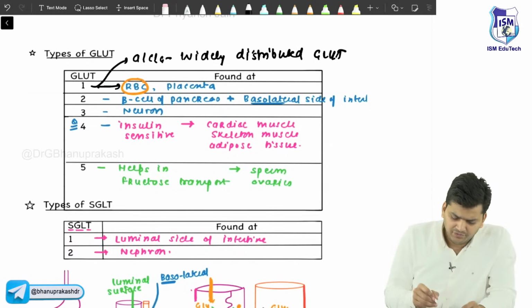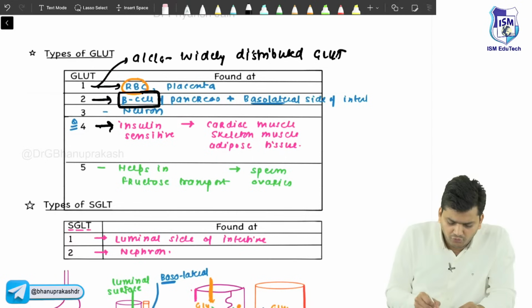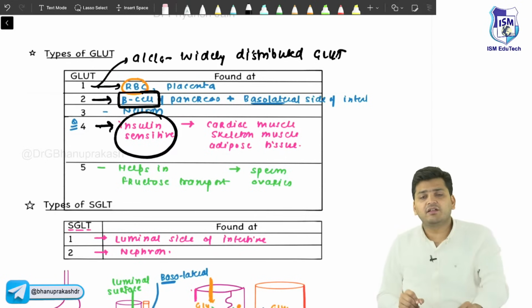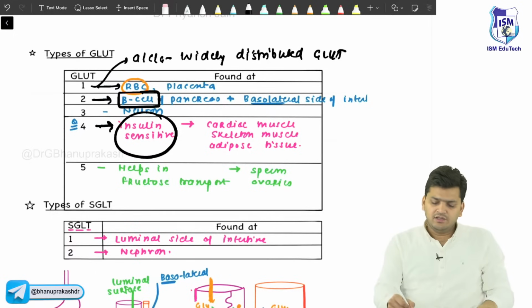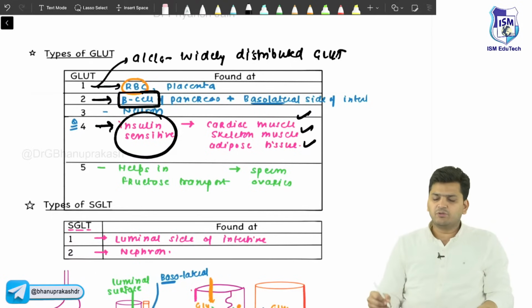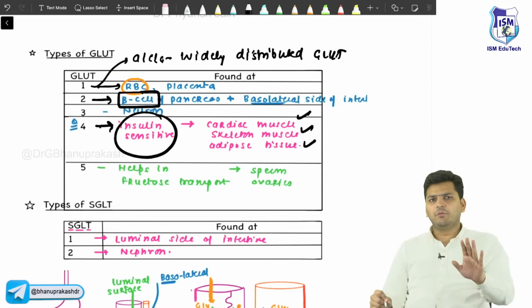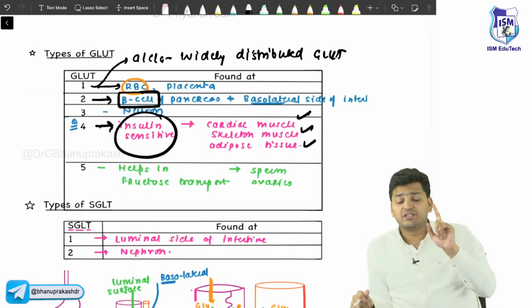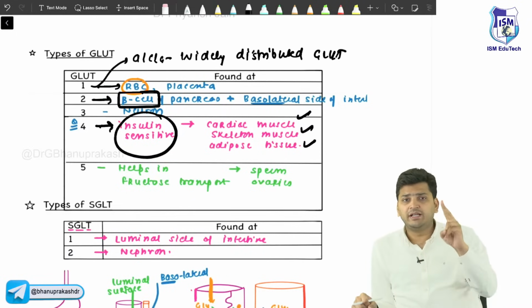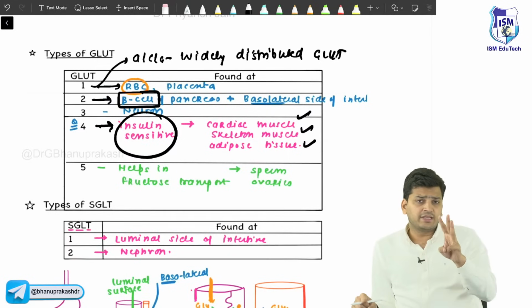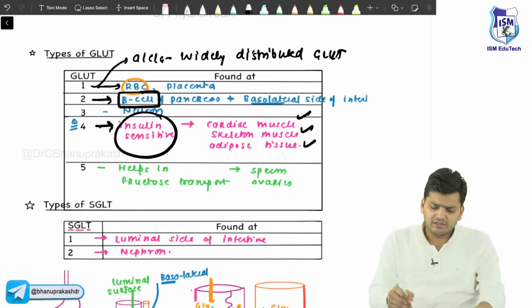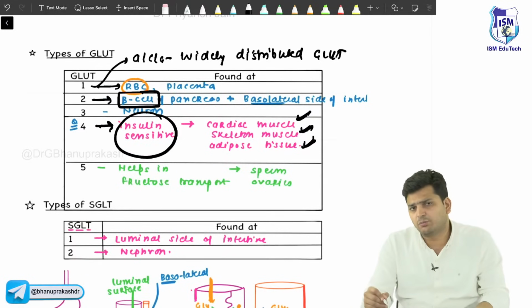Right? Very good. GLUT2 is found in the beta cells of the pancreas. GLUT3 is not important. GLUT4 is insulin sensitive. It is found at three places: cardiac muscle, skeletal muscle, adipose tissue. So, what are the points to be remembered so far? GLUT1 is widely distributed. Beta cells of the pancreas, GLUT2. GLUT4 is insulin sensitive, found in skeletal muscle, cardiac muscle, and adipose tissue. These are the points to remember.